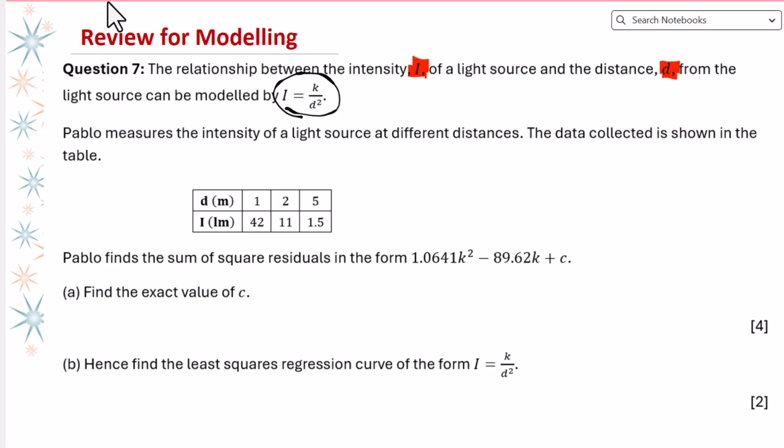Pablo finds the sum of square residuals in the form of this. Find the exact value of C.